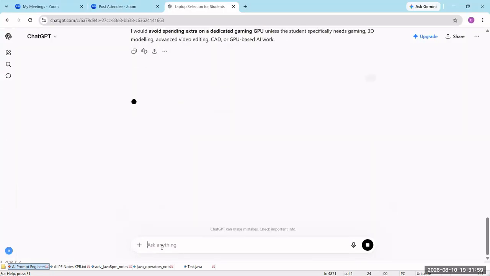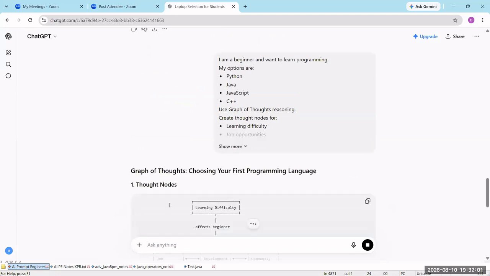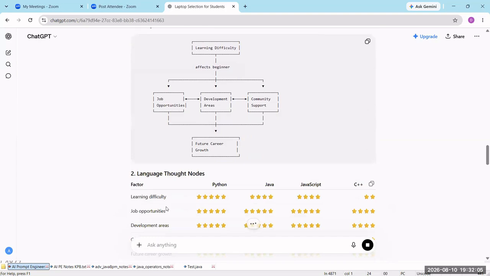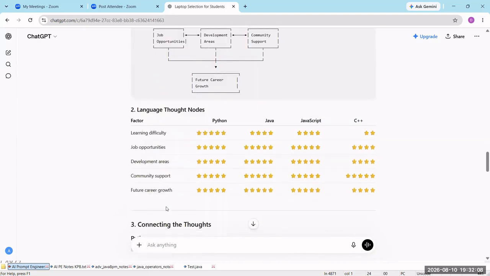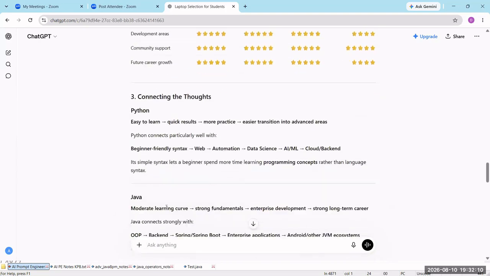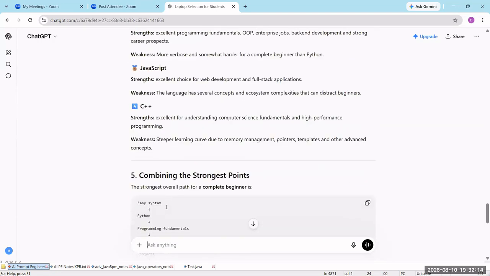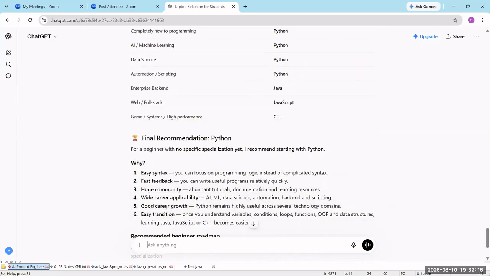Just copy paste this prompt. Yes, you can see graph of thoughts. Sir, thought nodes, a diagram. Okay, language thought nodes. Then connecting. So you can go through all of these. Sir, at last, what is the final recommendation?